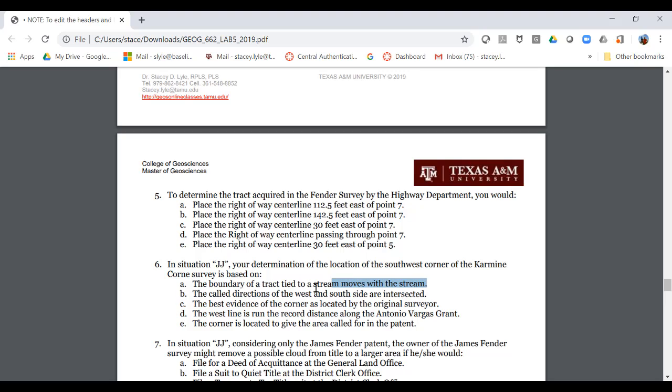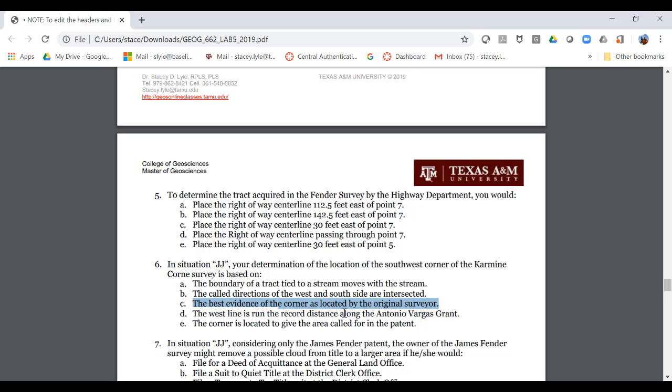Well, that's true, but we didn't go with the stream, so that's not us. The call for directions west and south are intersected. That could be the best way to do it, right? The best evidence of the corner as located by the original surveyor. Okay, that's following the footsteps of the surveyor, right? But there might not be anything there.